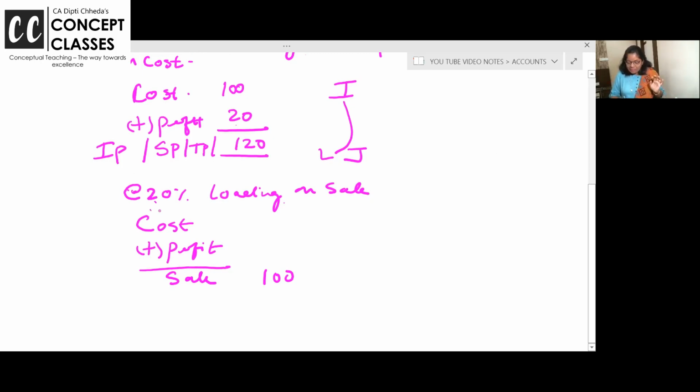So this time, 20% loading on sales. Let sales be 100. Profit is 20% on sales. So can I take cost as 80? What is the cost for I? 80. And it is sending to J at 100.